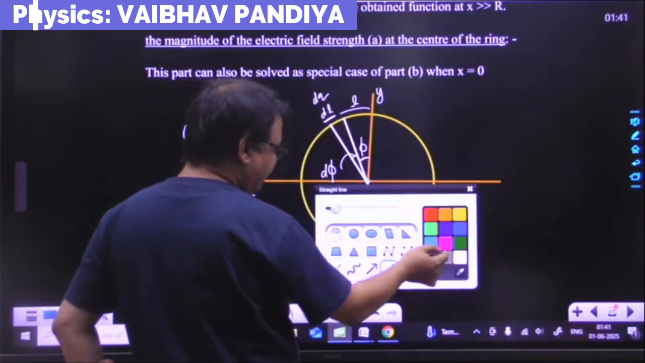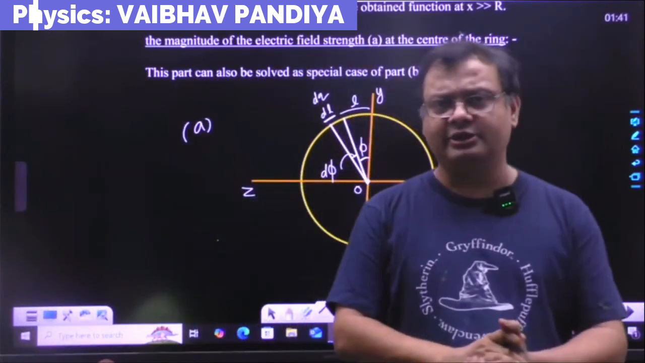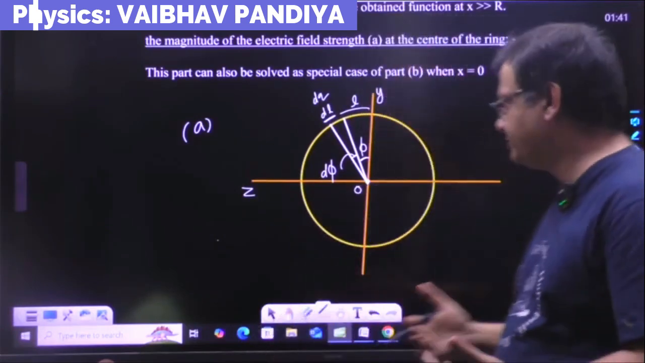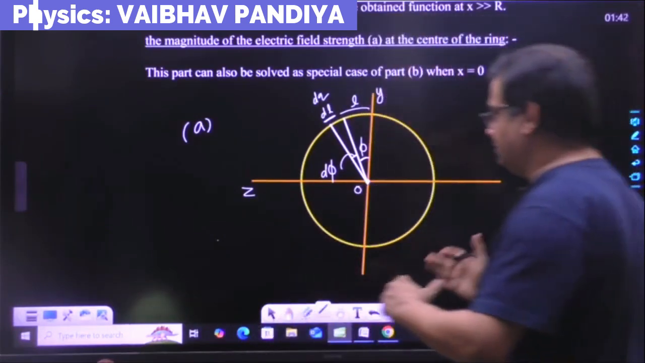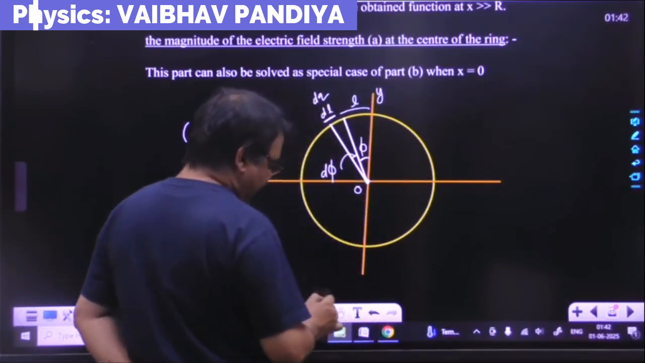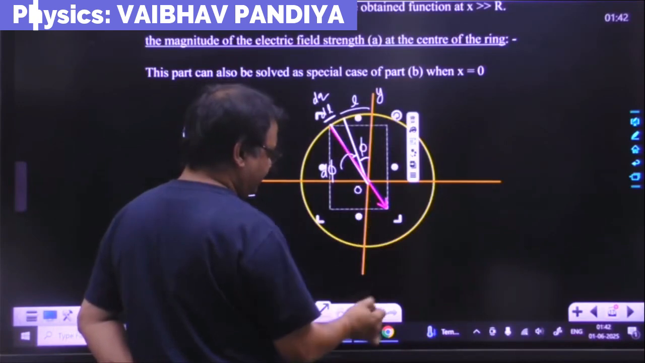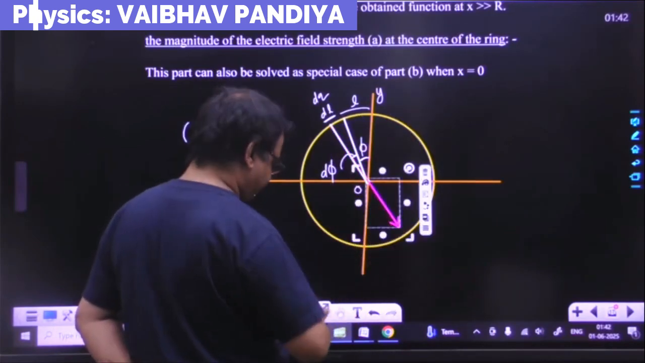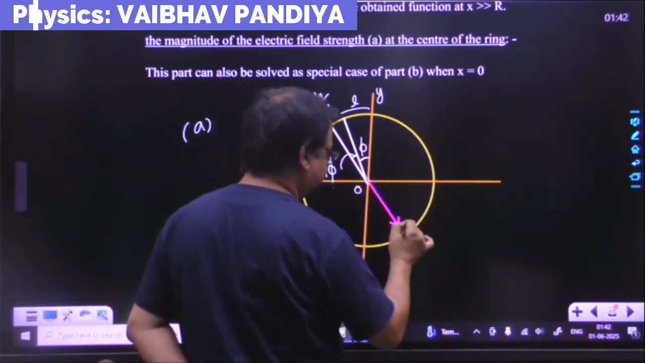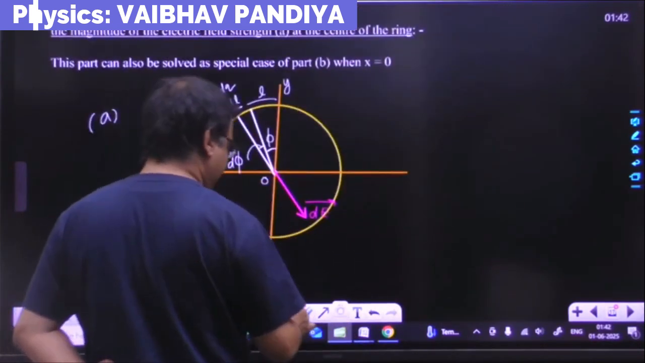So we have to find the field at the center. So only 2 dimensions will be involved in part A. There is no need for 3 dimensions. So part A is relatively easier than the case we did right now. So this element can be treated as a point charge, and the field will be like this, say dE, correct? Now what will be the magnitude of dE?